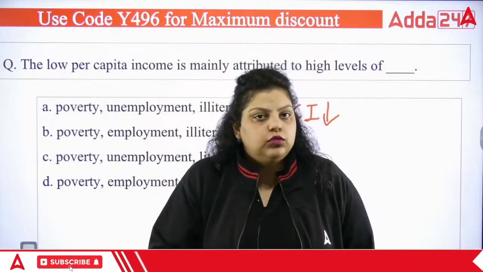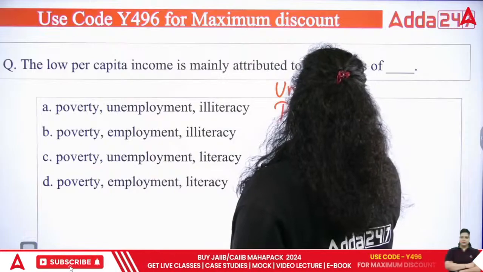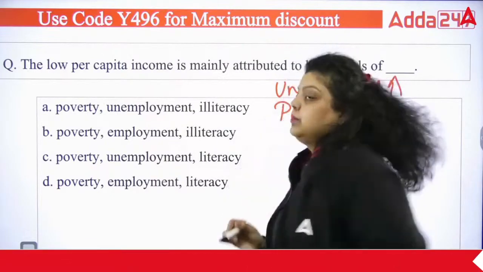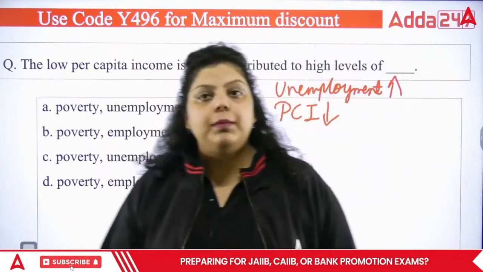Because they do not have jobs. It means unemployment is there. Because people are unemployed, that's why they do not have money, that's why their per capita income is low.